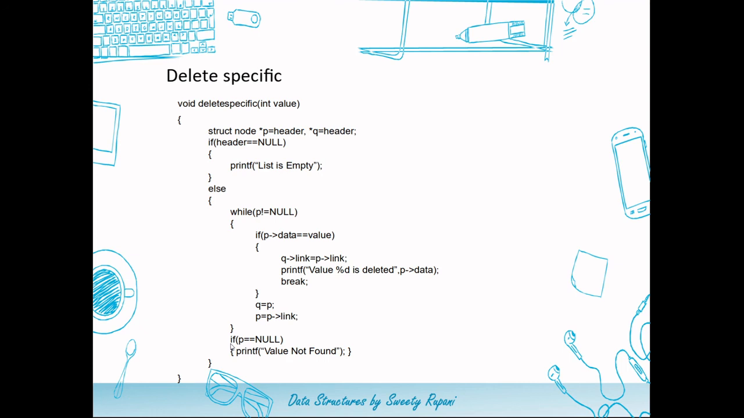Once we are out of the while loop, there may be two reasons. One is we are done deleting an element, and the other reason is I did not find my desired element. In that case, if I am not able to find my desired element, it indicates that P would be null. So if P is null, we'll just print a message that value not found, and that would be the end of the delete specific function.